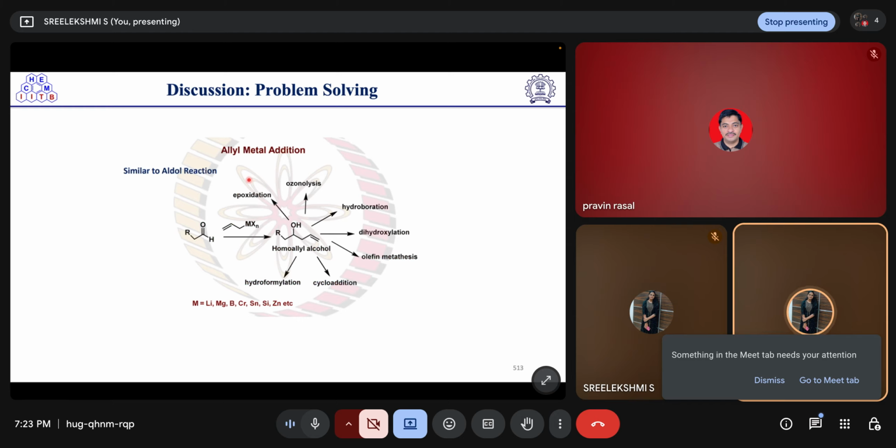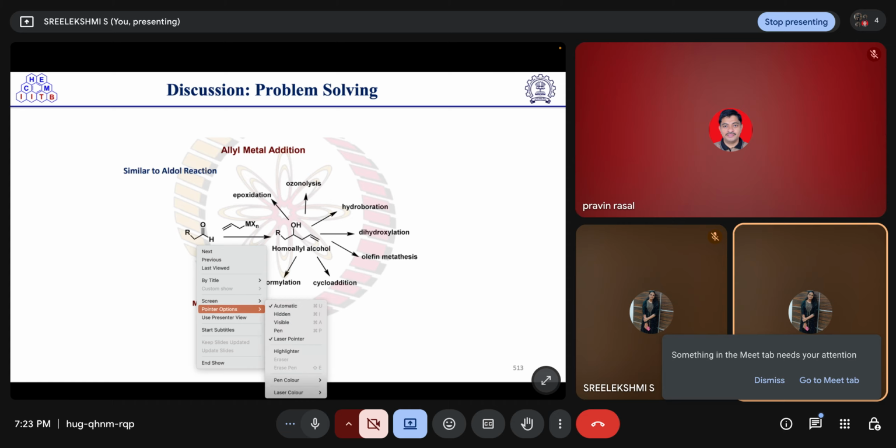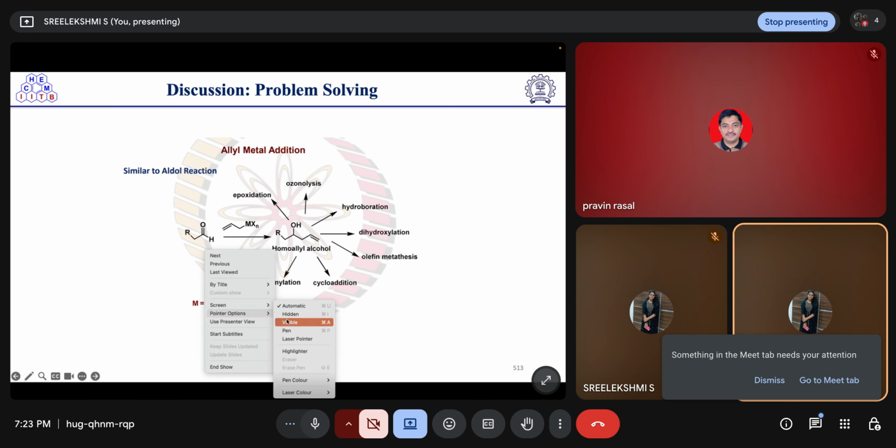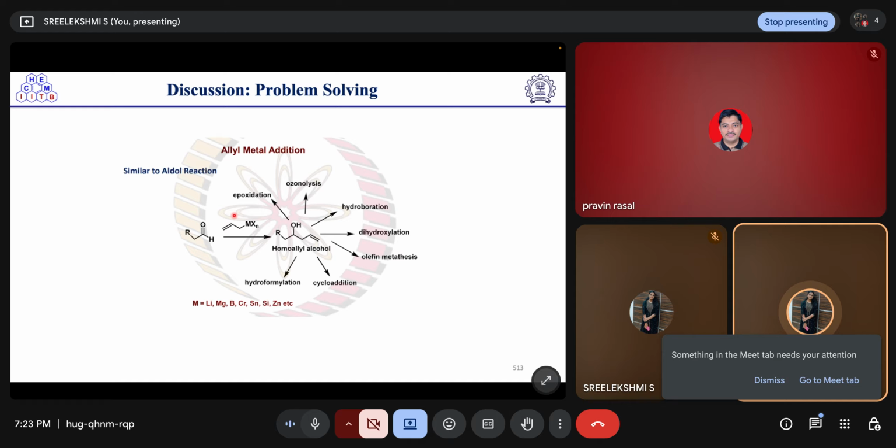Now some reactions which are similar to this aldol reaction involve reacting this. So if we use this, firstly this negative charge will form here and it will attack over this one and give this homoallylic alcohol. Then we can use this homoallylic alcohol for different reactions like epoxidation, ozonolysis, hydroboration, dihydroxylation, olefin metathesis, cycloaddition, and hydroformylation.